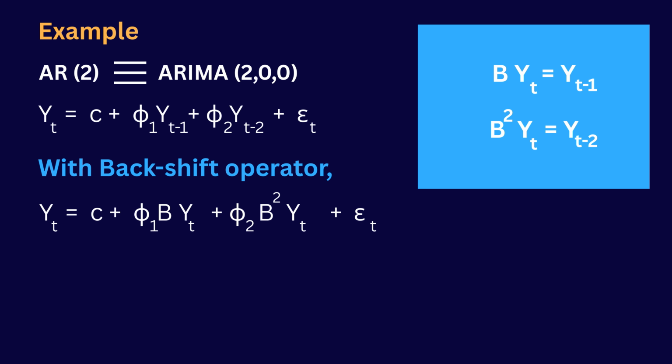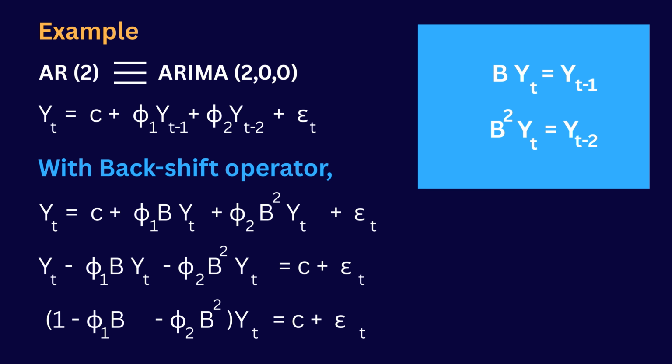y_t equals c plus phi 1 times B times y_t plus phi 2 times B squared times y_t plus epsilon_t. Then y_t minus phi 1 times B times y_t minus phi 2 times B squared times y_t equals c plus epsilon_t. And again we can write it this way: (1 minus phi 1 B minus phi 2 B squared) y_t equals c plus epsilon_t.